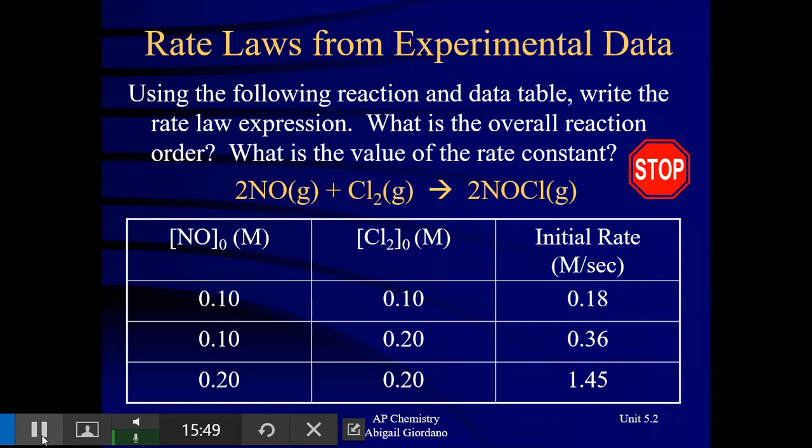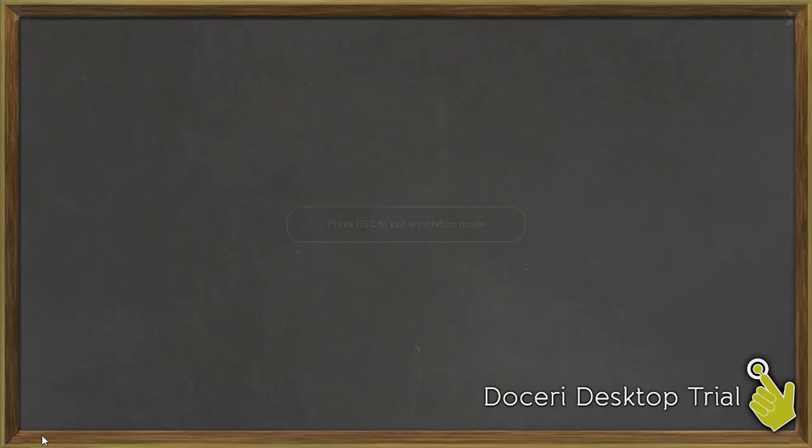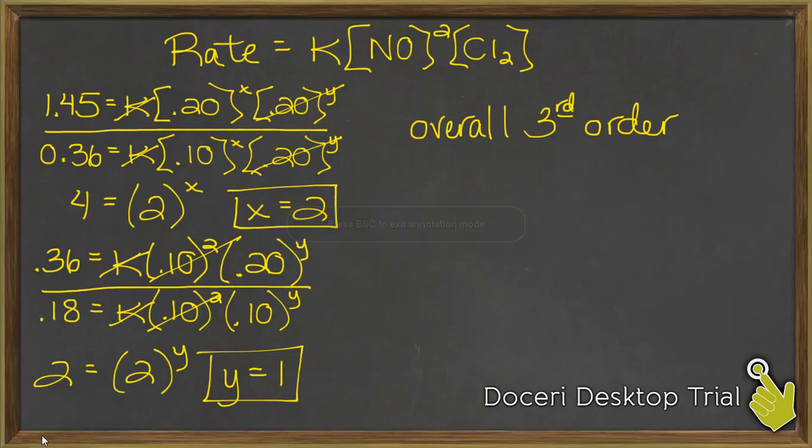All right, let's see how you did with the first part of this problem. So to find the exponent, the order for nitrogen monoxide, I compared lines 2 and 3. The second part of the problem here, to find the exponent for chlorine, I compared lines 1 and 2. I used this initial rate method. I found nitrogen monoxide to be a second order reactant and chlorine to be a first order reactant, and overall I added my exponents together. It's a third order reaction.